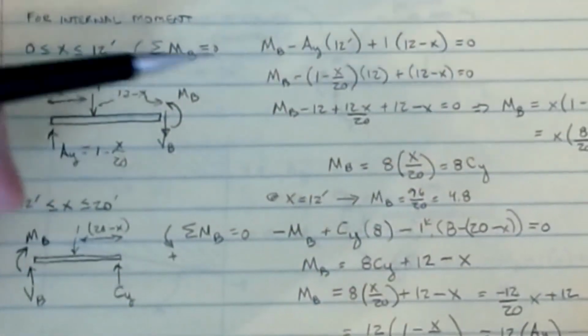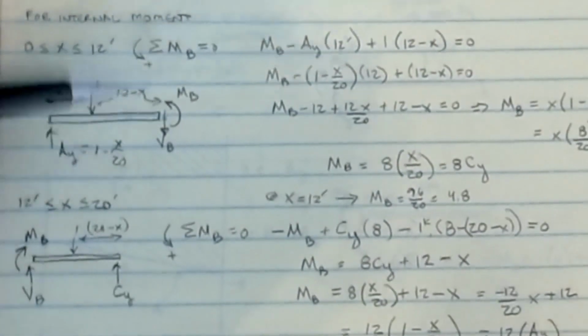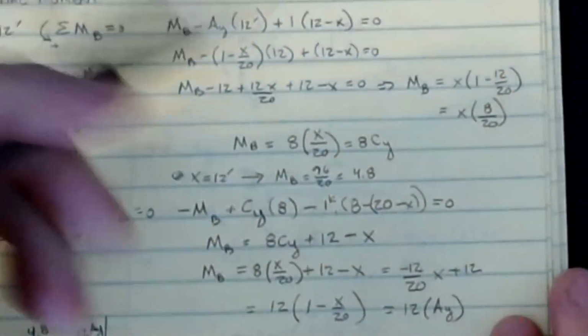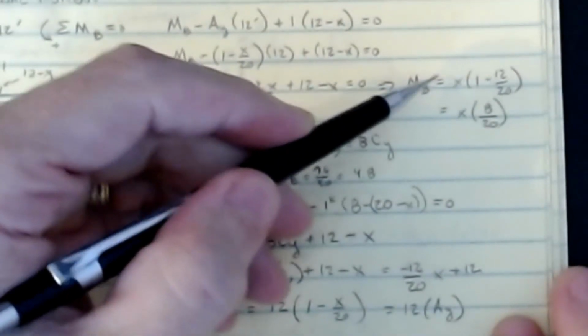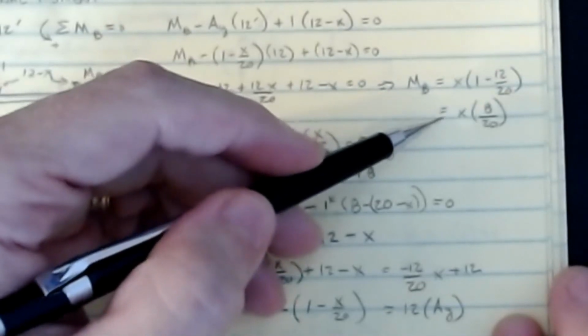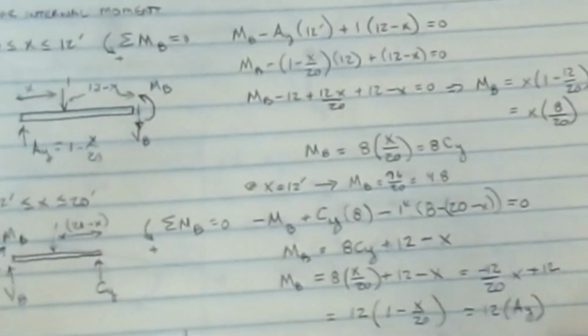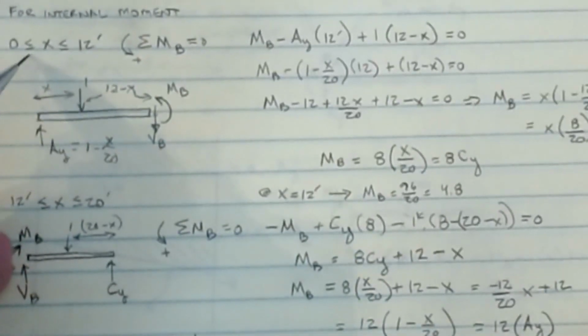Right, and so we can do our basic statics and come up with our moment equation, solving for the internal moment here. Okay, and when I do that, you find out that the moment at B is equal to x times 1 minus 12 over 20, or that the moment at B is equal to x times 8 over 20 would be our equation. And so we can say, and that's only valid on that interval, 0 less than x less than 12.